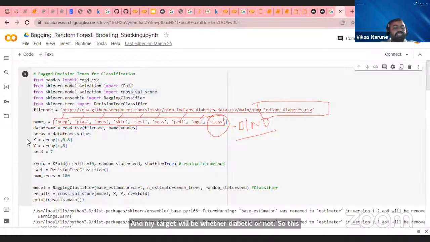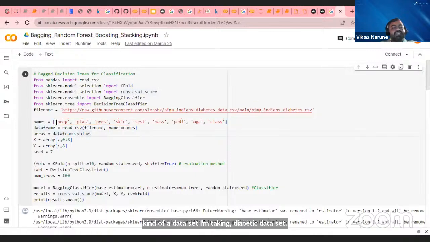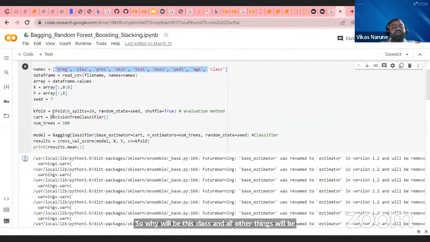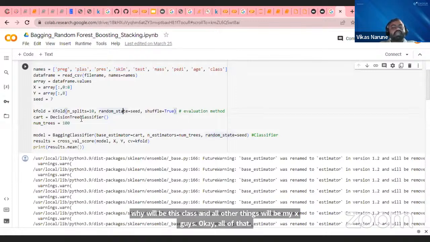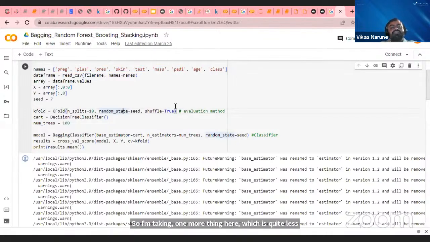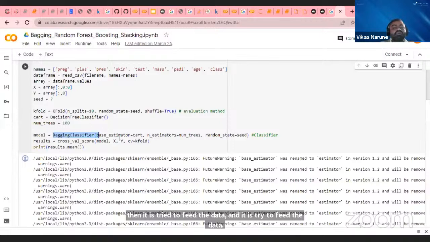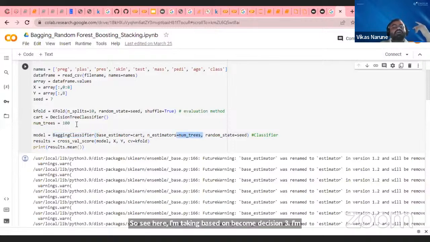Guys, try to understand how I am fitting this tree here. I take the data and split it into X and Y. Y will be the class and all other features will be X. I'm also taking one more thing, k-fold cross validation, which splits the sample data into various samples and then feeds the data. See here, I'm taking the base algorithm decision tree and calling a bagging classifier as well. To the bagging classifier you pass the decision tree. Number of estimators means how many trees you are fitting. I'm taking 100 trees, guys.